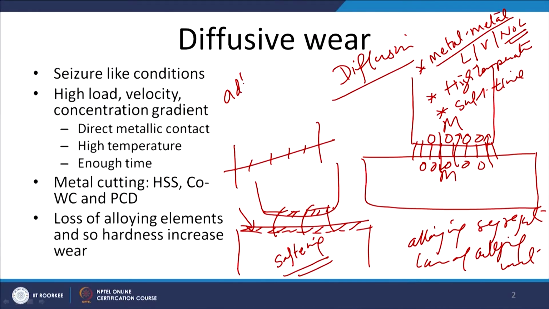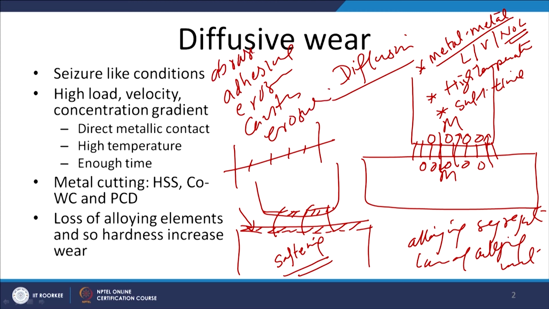Say in all forms of wear like adhesive wear, erosive wear, cavitation erosion, abrasion, hardness is very important, and if due to the loss of alloying element there is a loss of hardness of the material surface layers, then it will be more prone to loss of material by all these normally observed wear mechanisms.